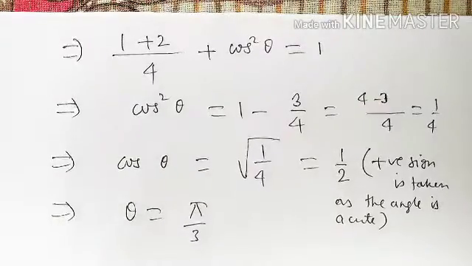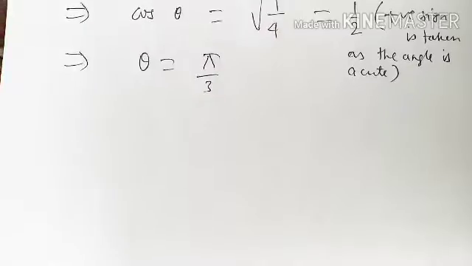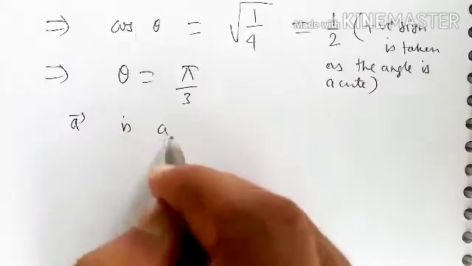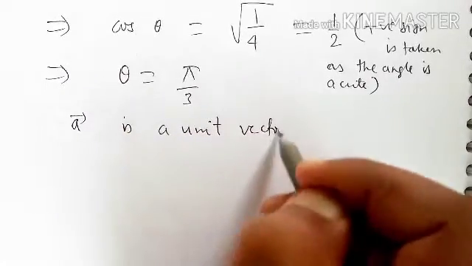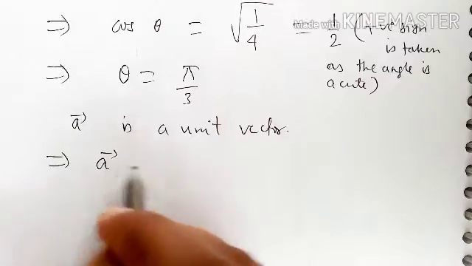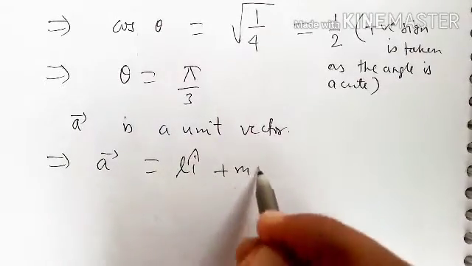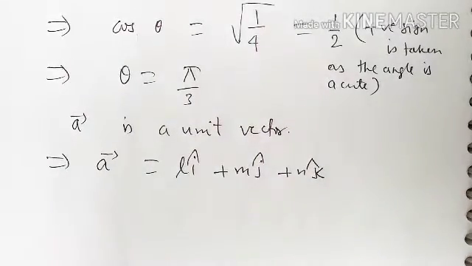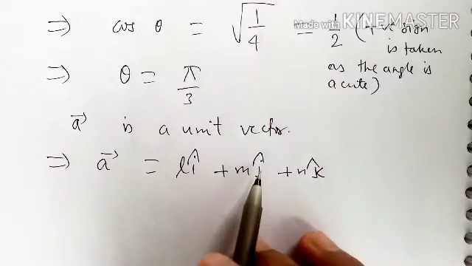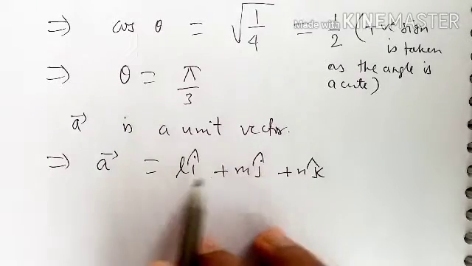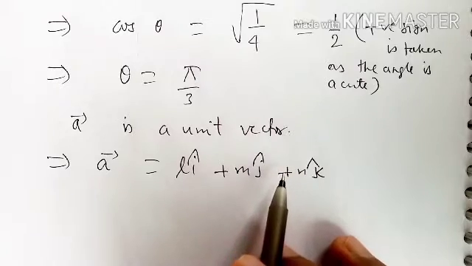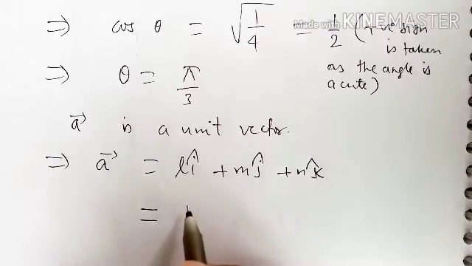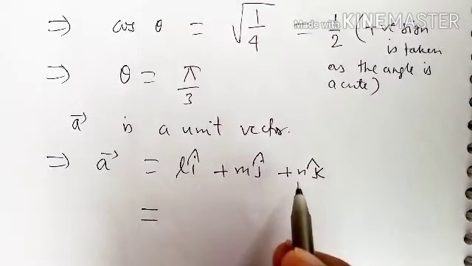Now we have to find the components of vector A. Here vector A is a unit vector. This implies that vector A is equal to l i cap plus m j cap plus n k cap. Because if we take the modulus, the magnitude of this one will be the square root of l square plus m square plus n square, which is equal to the square root of 1, that is 1. So we can write l i cap plus m j cap plus n k cap.